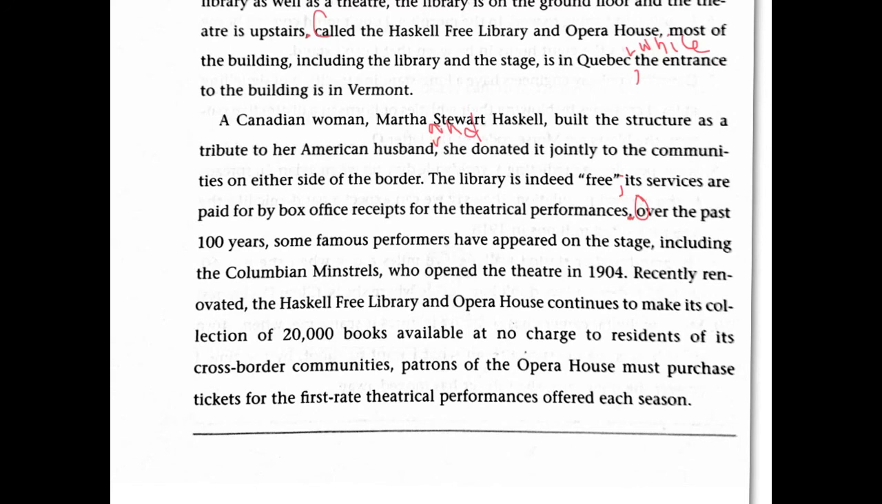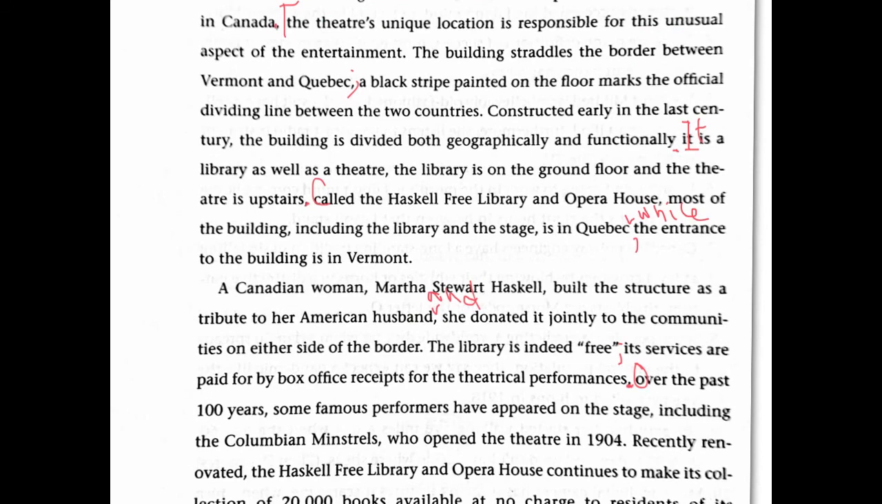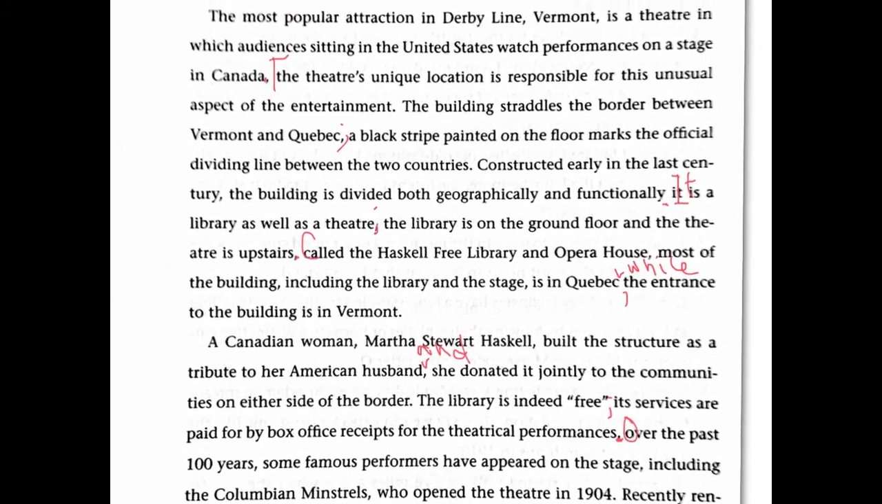Recently renovated, the Haskell Free Library and Opera House continues to make its collection of 20,000 books available at no charge to residents of its cross-border communities. But patrons of the Opera House must purchase. Okay, so that's another mistake that we found. Okay, and then I just found another one. So it is a library as well as a theater. The library is on the ground floor. So this needs to be right here, a semicolon, because it's two independent clauses and they're connected. Great, so now we have 10, and that concludes our corrections.